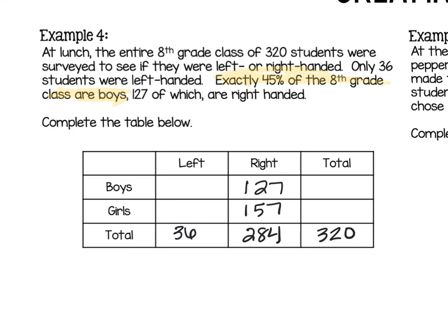So of the 320 students, 45% of them are boys. So 320 times 0.45 is 144, which means that there are 176 girls. Of the 144 boys, 127 of them are right-handed, and if I subtract that, that means 17 of them are left-handed. And of the 36 left-handed students, 17 of them are boys, which means that if I subtract that, 19 of them are going to be girls.